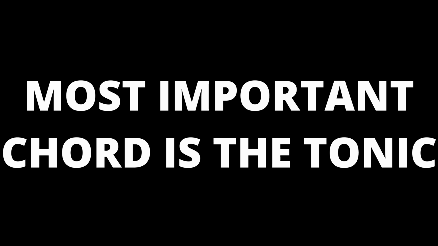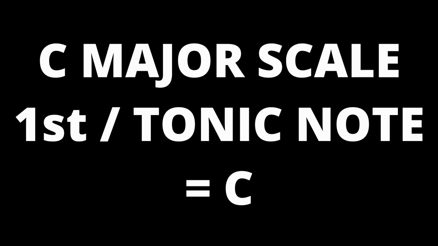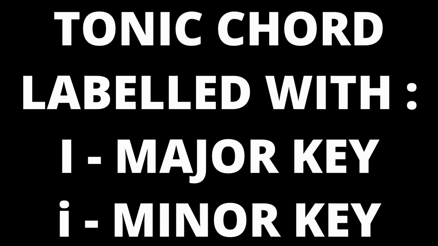The most important note in the scale is the tonic note, and similarly, the most important chord in a key is the tonic chord. This chord will feel like home and will have the same letter and tonality as the relevant scale. For example, in the C major scale, the first note or tonic note is C. In the key of C major, the tonic chord is the C major chord. You may see this labelled with the 1 Roman numeral.